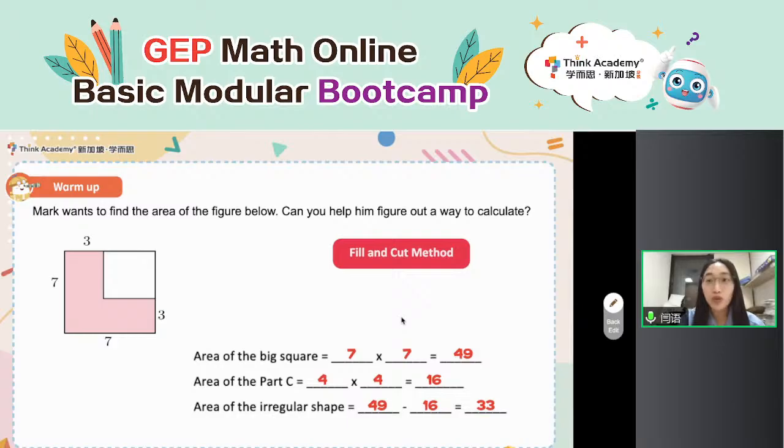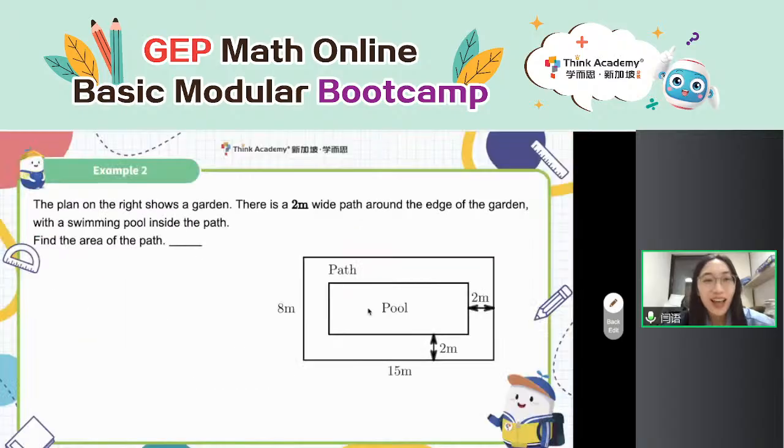So again, when it comes to the area, there are two methods. Do you still remember the first method? What is the first method? Already forgot? It was just on the previous slide. Splitting method. Good job. And the second one is the fill and cut method. Okay, and then let's move on to the second example.